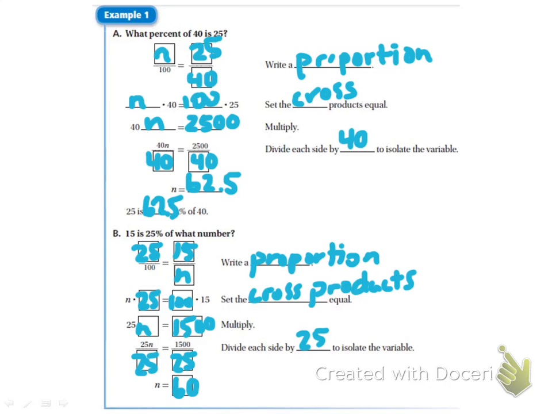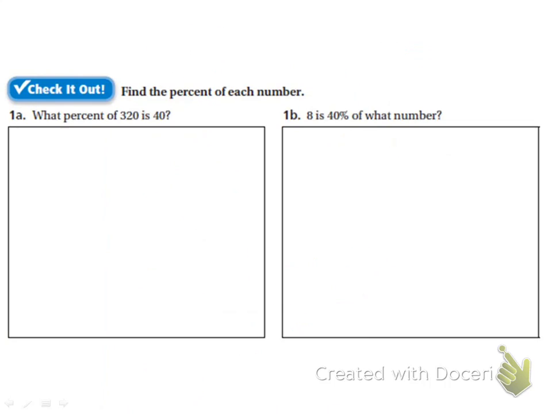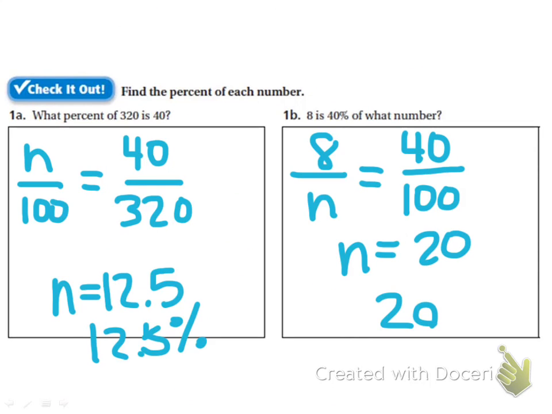Okay, I'd like you to take a moment and try check it out, 1A and 1B on your own. Please pause the video. Okay, let's take a look at what you did for 1A and 1B. You should have written the proportions. N over 100 equals 40 over 320. Cross multiply to find 12.5%. 1B, you should have written 8 over N equals 40 over 100. Cross multiplied and divided to find that N equals 20.